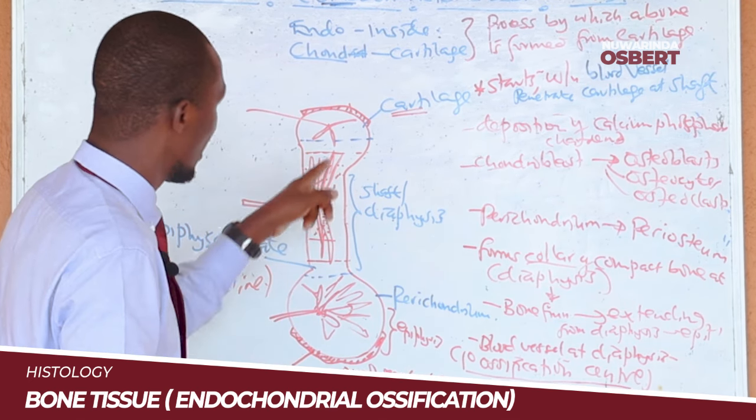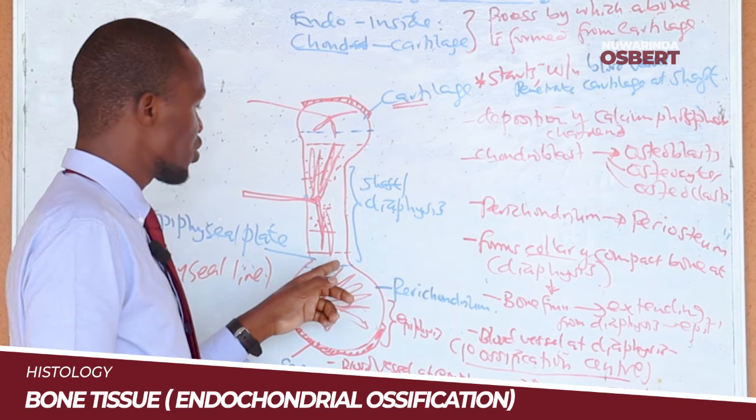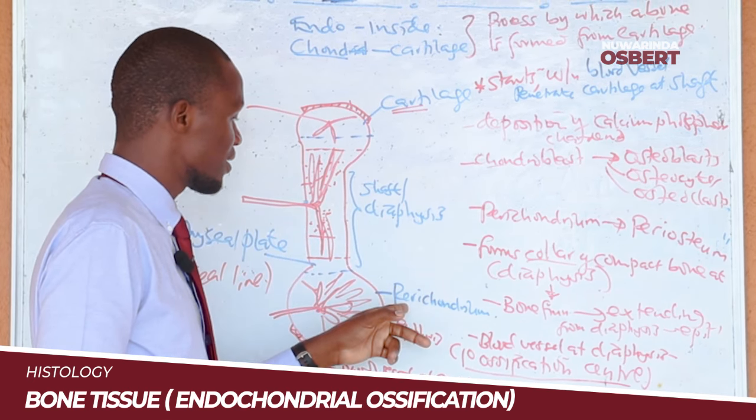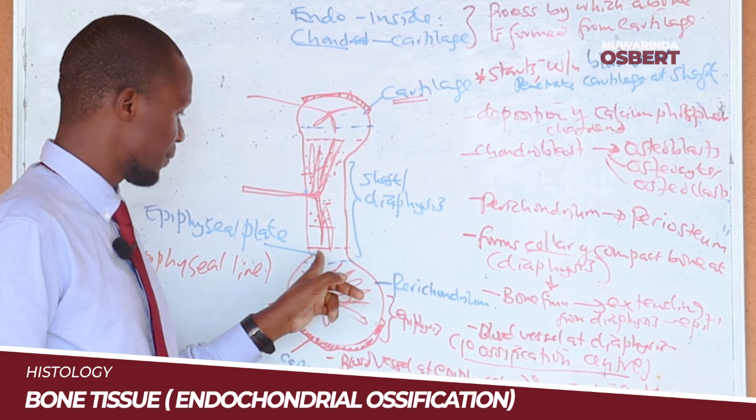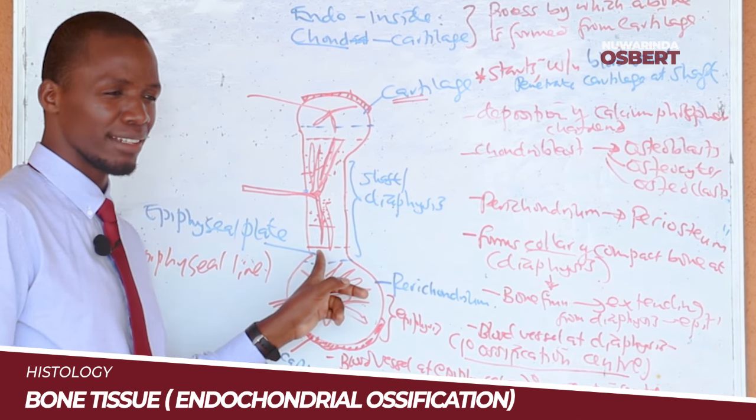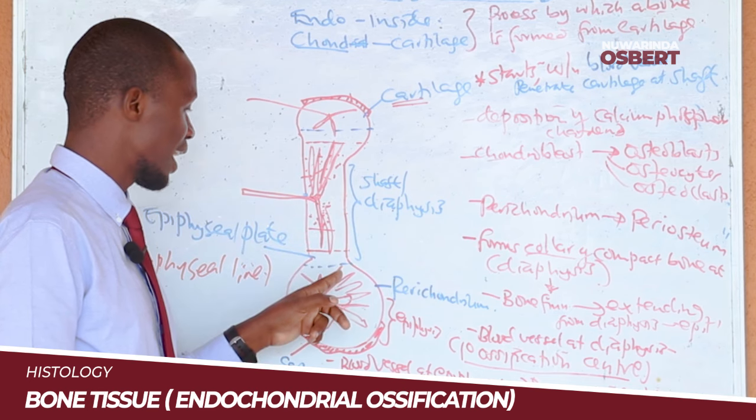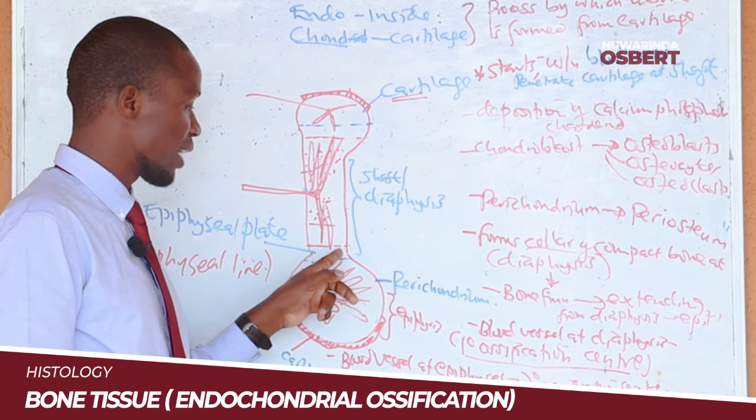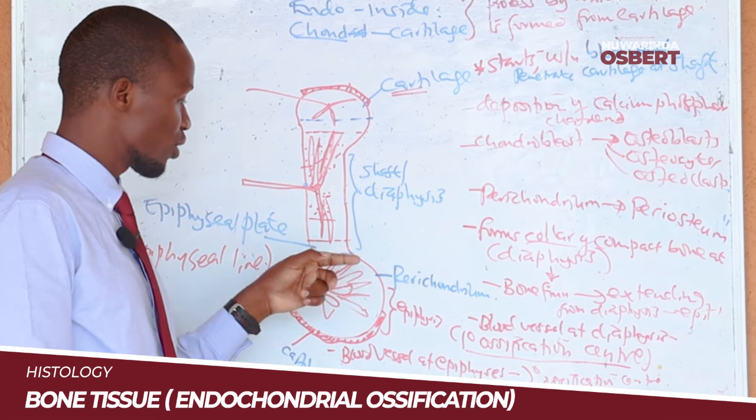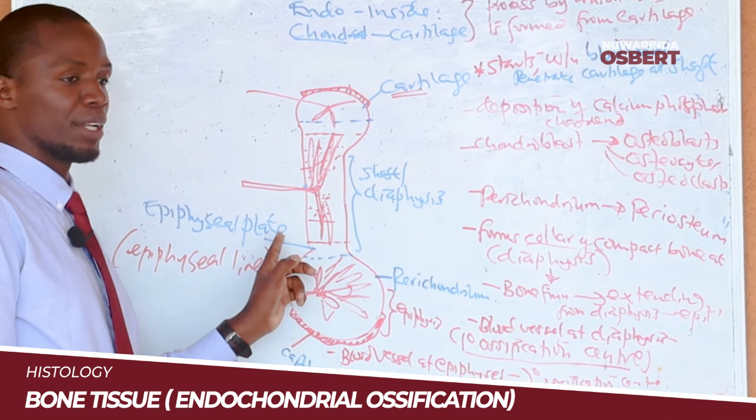And we have said a small region exists between the diaphysis and epiphysis which is not what? Which is not ossified. Why? Because blood vessels from the diaphysis and from the epiphysis do not reach that region. That region which is left there, unossified because it is not reached by the blood vessels, we call an epiphyseal plate.